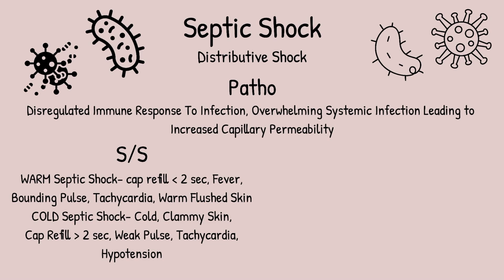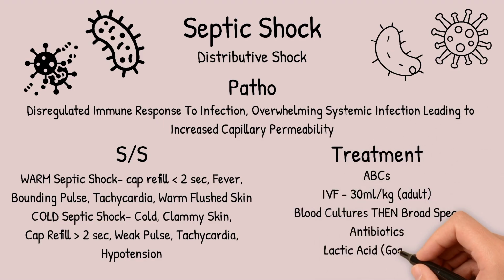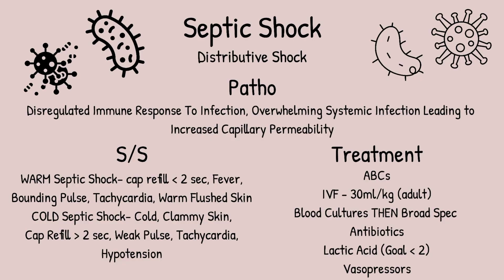Our treatment for septic shock is the same regardless of which phase they are in, warm or cold. We always start with our ABCs first. Make sure their airway is good, make sure their oxygenation and ventilation are adequate, and then we work on circulation. So fluid replacement starts at 30 mLs per kilo for an adult. Of course, we can always give more, but that is our baseline for administration.